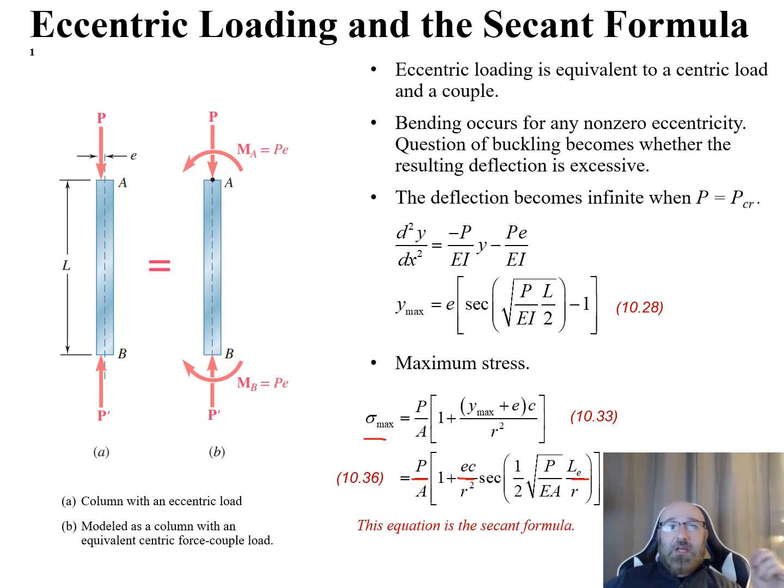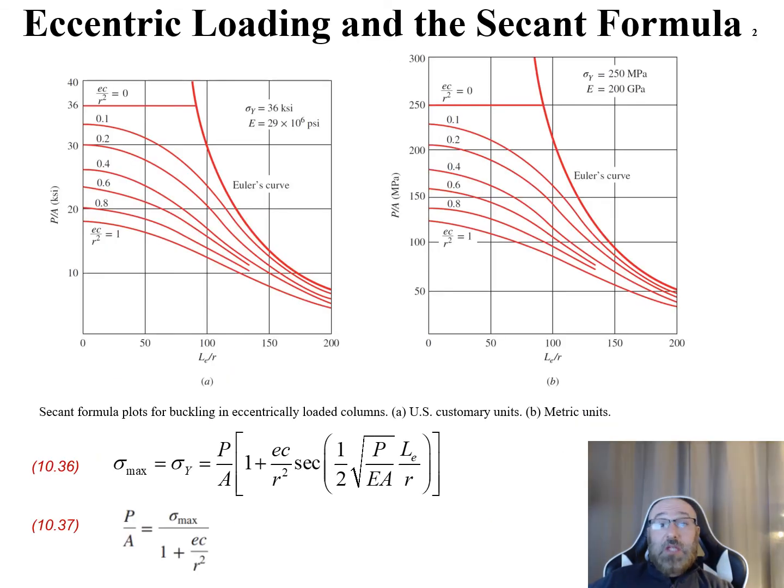Now, since this P over A appears on both sides of the equation, it's necessary to solve a transcendental equation by trial and error. From this, we can obtain a value for P over A corresponding to a given column and loading condition. This equation 10.36, which we write down again here, can be used to draw the curves that we see on this slide.